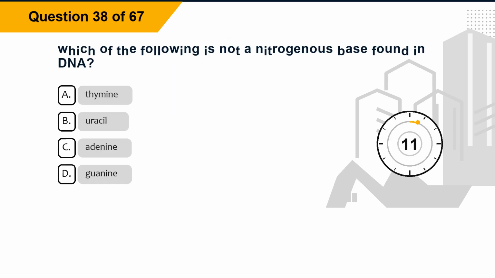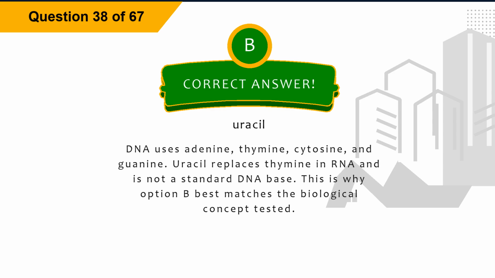Question 38. Which of the following is not a nitrogenous base found in DNA? Option A, thymine. Option B, uracil. Option C, adenine. Option D, guanine. The correct answer is option B, uracil. Explanation. DNA uses adenine, thymine, cytosine, and guanine. Uracil replaces thymine in RNA and is not a standard DNA base. This is why option B best matches the biological concept tested.